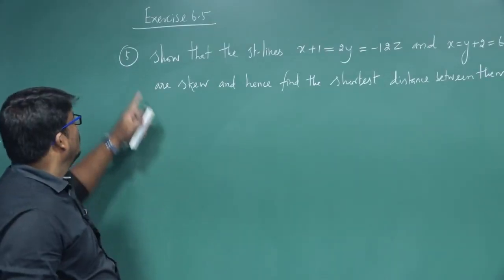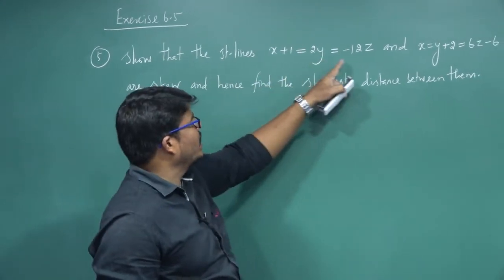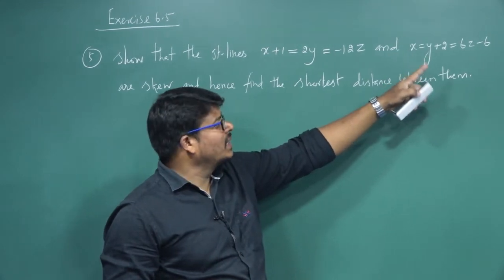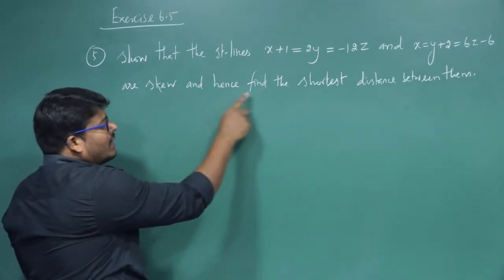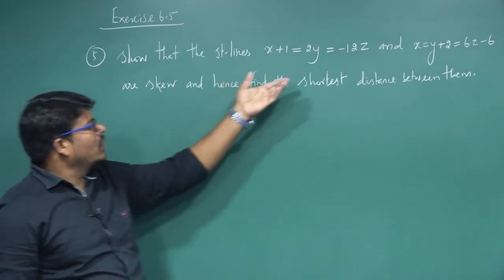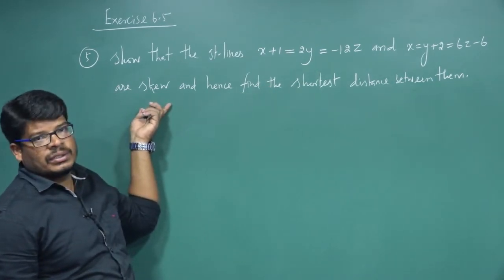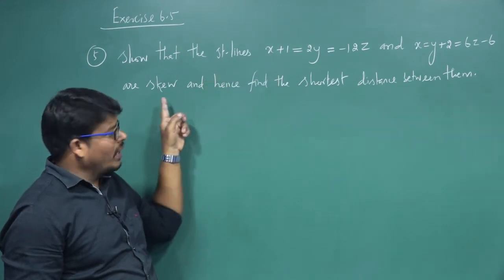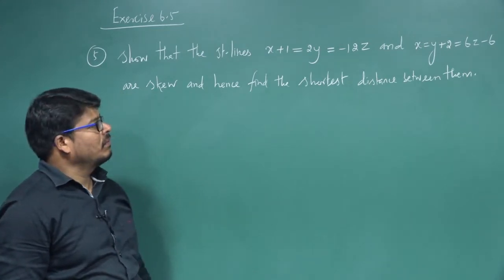Next problem, the fifth one. Show that the straight lines x plus 1 equal to 2y equal to minus 12z, and x equal to y plus 2 equal to 6z minus 6, are skew, and hence find the shortest distance between them. First, show that the two lines are skew lines. Next, find the shortest distance between the skew lines.